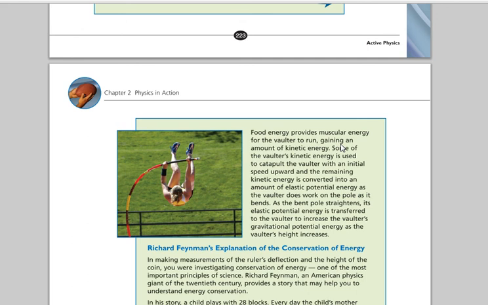Overall, here's what I want you to see: when you did the investigate, you were doing work by pushing down the ruler. The ruler then had potential energy. That potential energy, again the ability to do work, did work upward and pushed the quarter up, giving it kinetic energy. That kinetic energy then was slowed down by gravity, becoming potential energy. The potential energy then started to go, or the quarter started to go downward, and the potential became kinetic energy. So lots and lots of energy transformations.